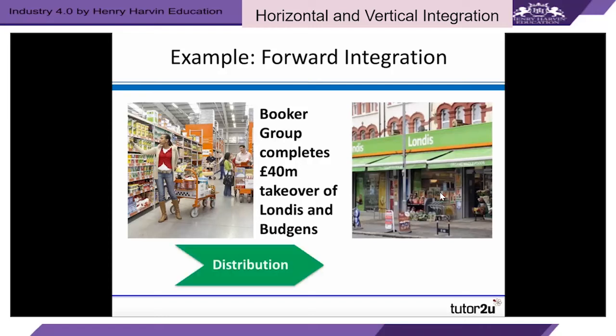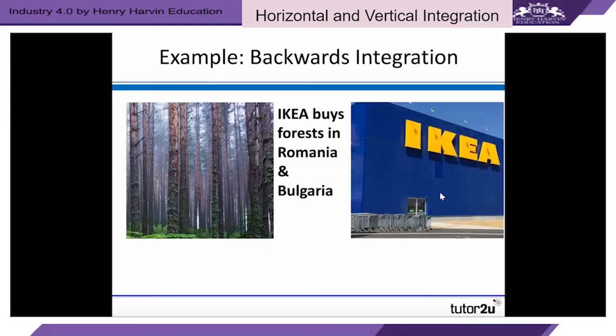That was an example of a distributor acquiring a retailer, in other words, moving up or forward up the supply chain, forward integration. Here's an example of backwards integration. The business on the right you'll certainly be familiar with, IKEA, one of the world's largest, an iconic global retailer of furniture and household goods.